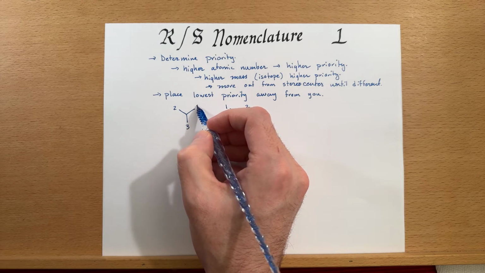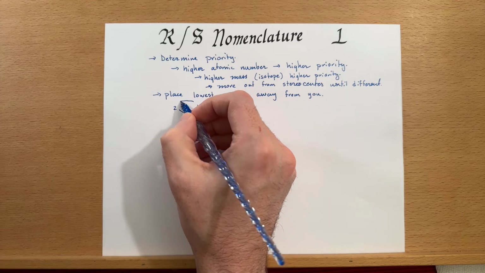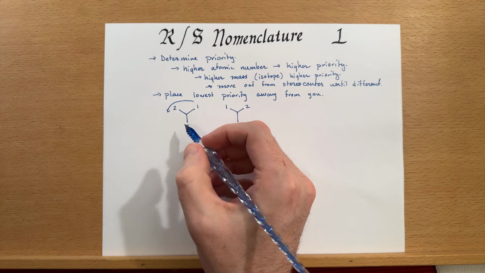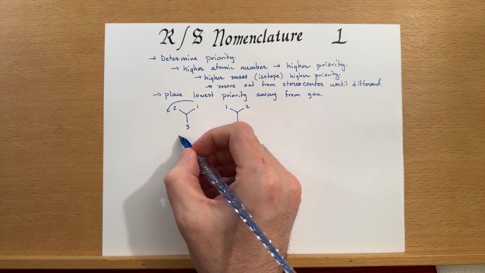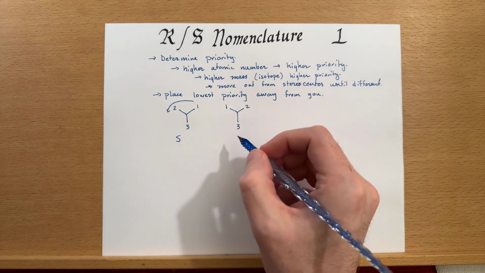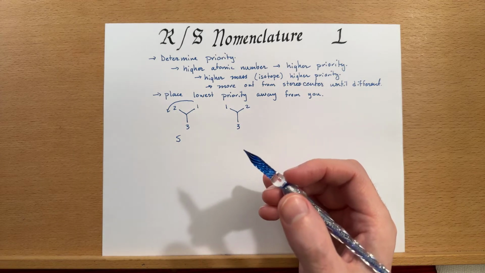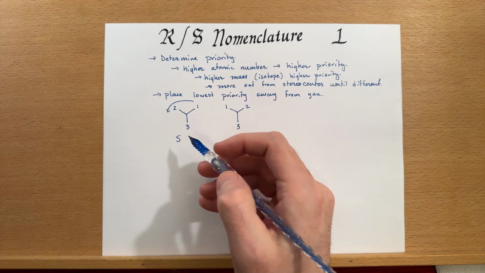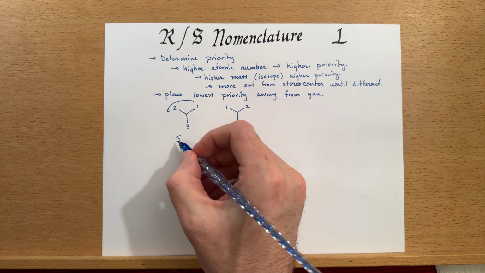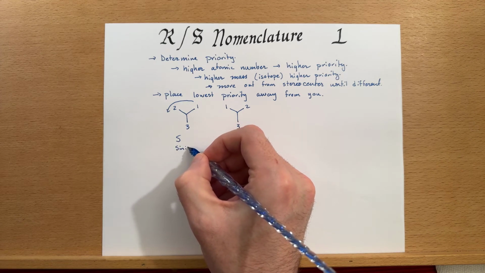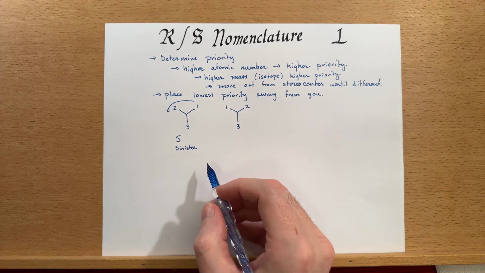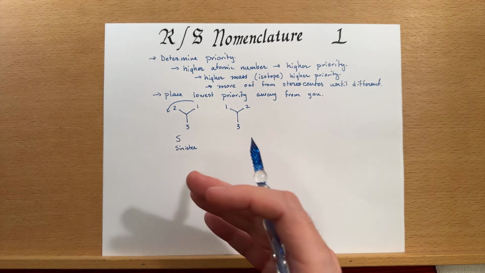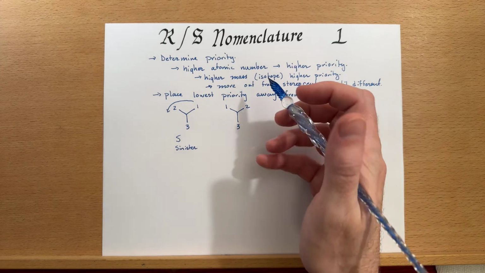If they count counterclockwise, so they count from 1 to 2 to 3, this is known as an S configuration. Or you can think of it as a steering wheel going to the left, or turning left. S comes from sinister. That's where they got the S from. And it typically meant left.